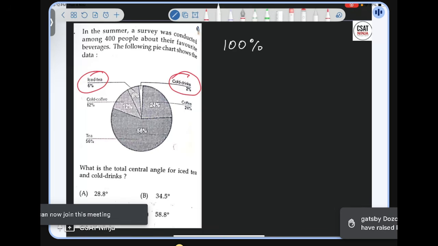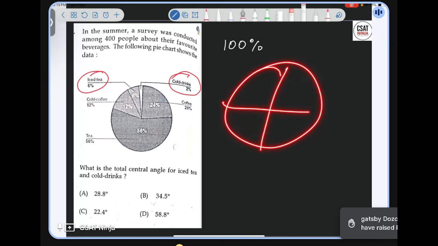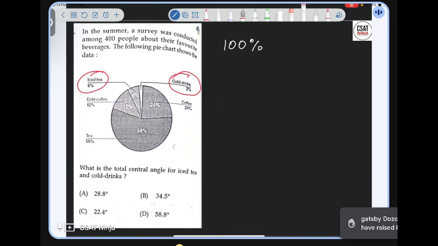And if your data is given in terms of degrees, it may be 60. If you have a jar like this, it may be given as 90 degrees, 90 degrees, 90 degrees. If it's like that, remember that the total value of this one will always be 360 degrees. So what is given?